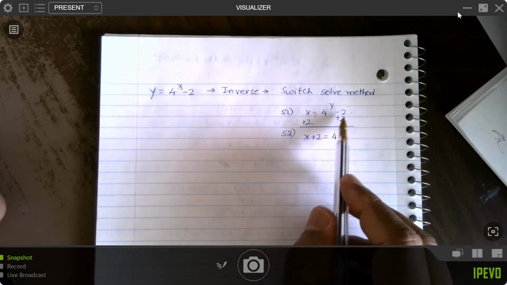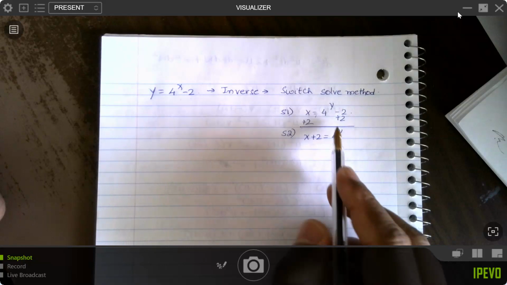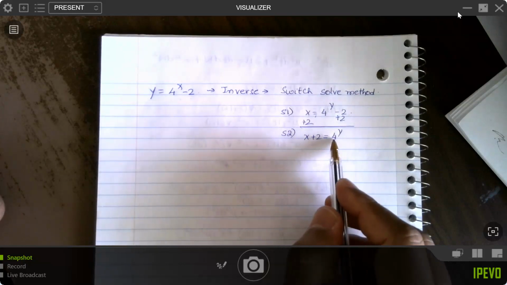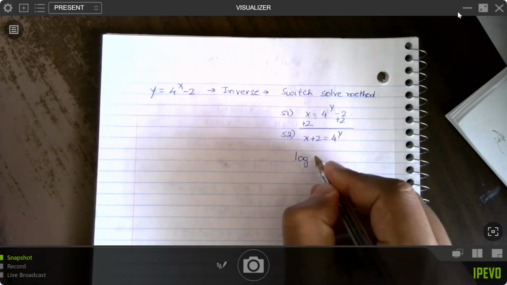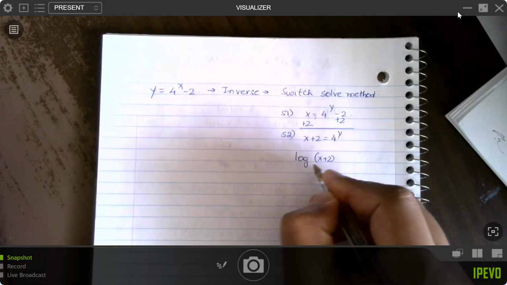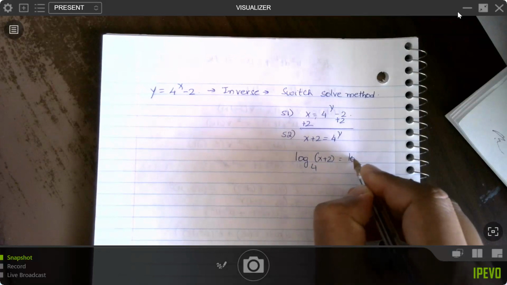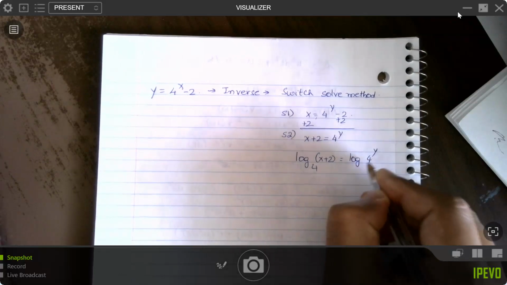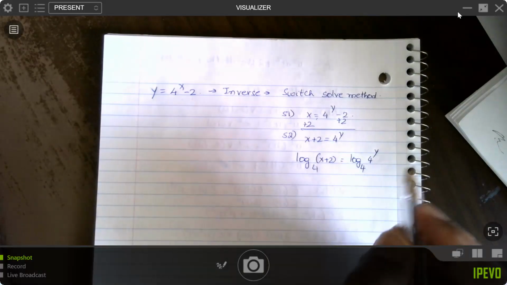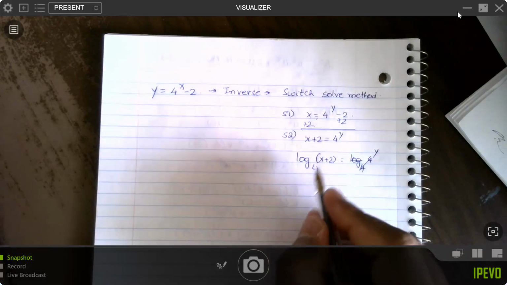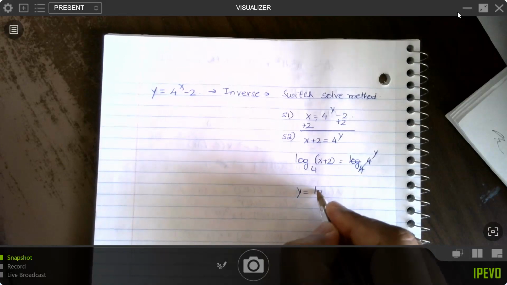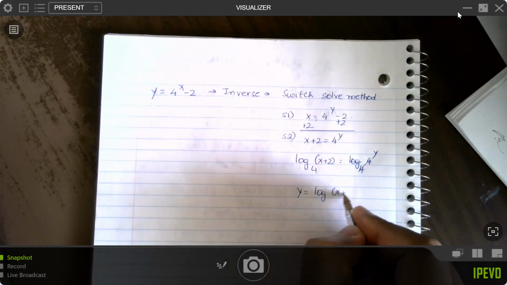The second step involves trying to isolate y. So you add 2 on both sides. So x plus 2 is 4 to the y. You apply log to the base 4. Then what happens is you're going to get log base 4. So now because the bases are the same, you cancel out the logs, so you get y is going to be log of x plus 2 to the base 4.